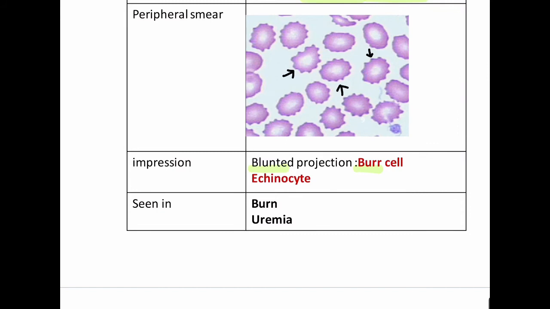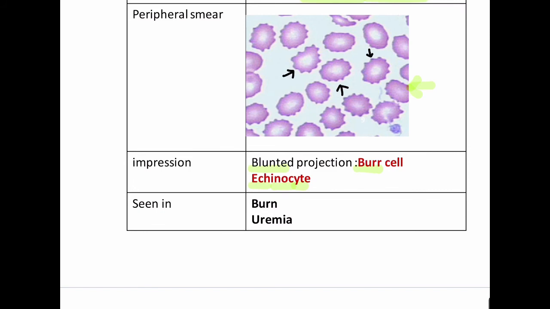Again, these projections are like this. You can also draw them like this. So they resemble the letter E. They resemble the letter E. So that's why we also call them echinocyte. Burr cell and echinocyte is the diagnosis of this particular smear.